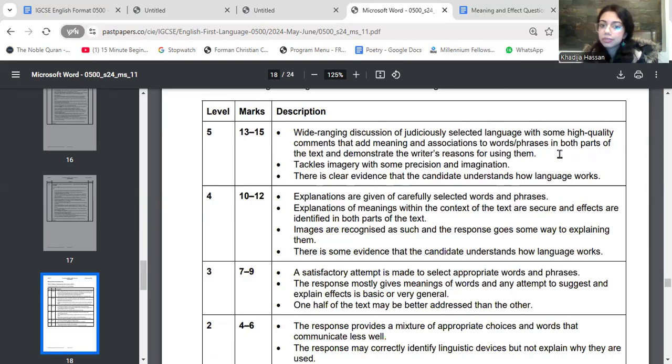There is clear evidence that the candidate understands how language works. So for 13 to 15 marks, which is what you guys are aiming for, you should be going for meeting all three of these requirements. That's pretty much it.